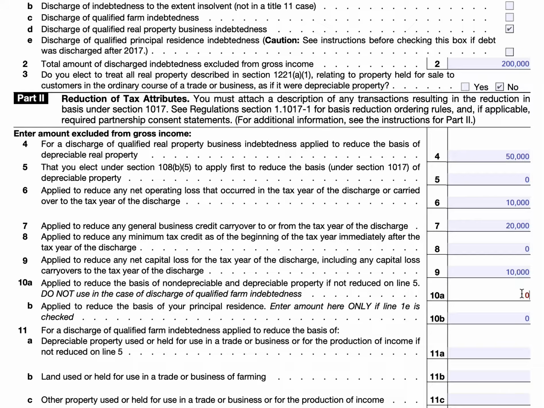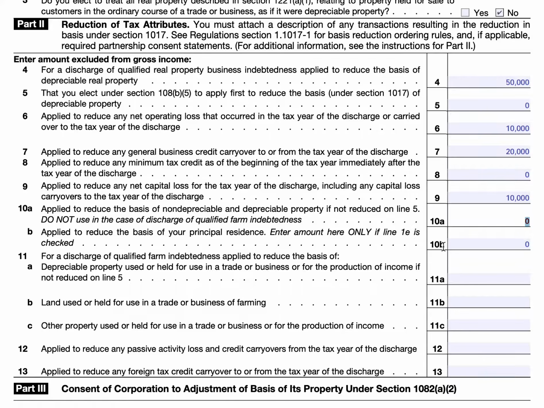We'll say no here, even though we did not reduce any basis on line 5. We're going to just keep going down this form. So far we've got $90,000 of indebtedness discharge that we've already allocated. We need to find a home for the other $110,000.